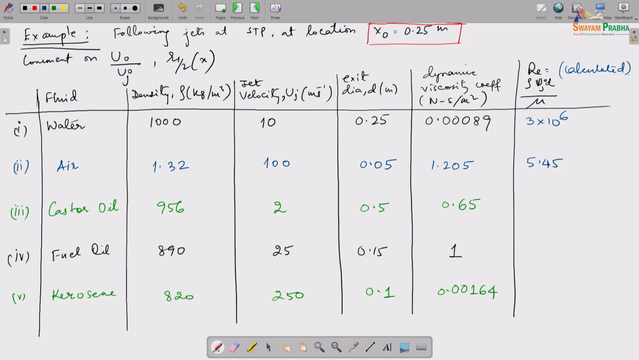5.45, about 1,500, about 3,500, and this is about 13 million.